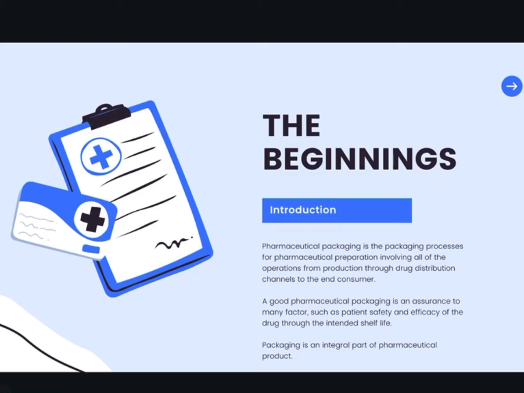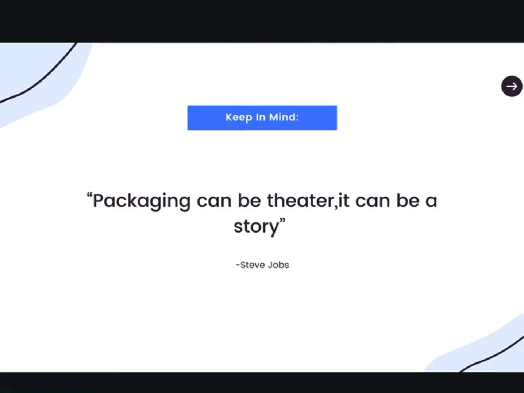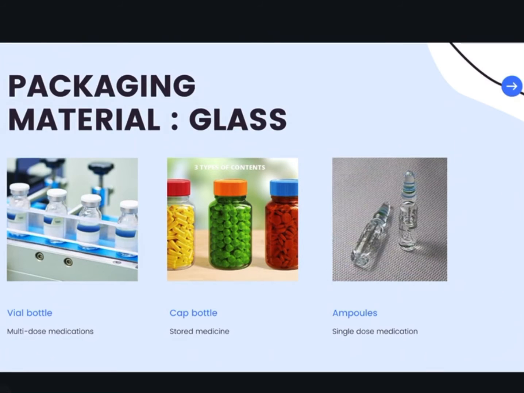A good pharmaceutical packaging is an assurance to manufacture, such as patient safety and efficacy of the drug through the intended shelf life. Packaging is an integral part of pharmaceutical product. So, to keep in mind, packaging can be theatre, it can be a story by Steve Jobs. As we know, packaging is the main power to attract people. So, the packaging material that we're gonna see today is glass.